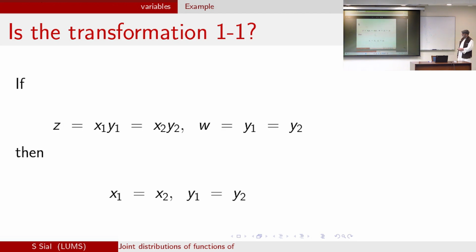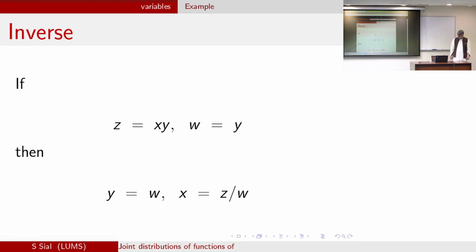So I was given that z is equal to x1 times y1. We're going to check if this transformation is 1 to 1. Well, if z equals x1y1, and it's also equal to x2y2, and w is equal to y1 is equal to y2, then we can convince ourselves that x1 equals x2 and y1 equals y2. So the transformation is 1 to 1, so then we can find inverses. With a little algebra, the transformation in one direction was z equals xy and w equals y. In the other direction, y is equal to w and x is equal to z over w. We just should be careful that we're not dividing by 0. Well, we were given that y was positive and therefore w is always taking a positive value.